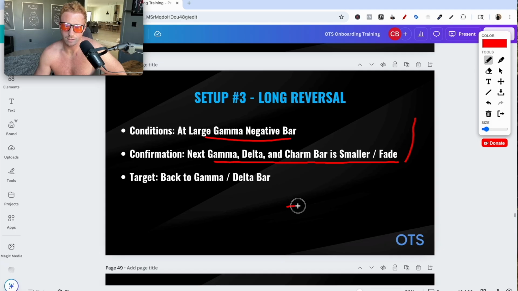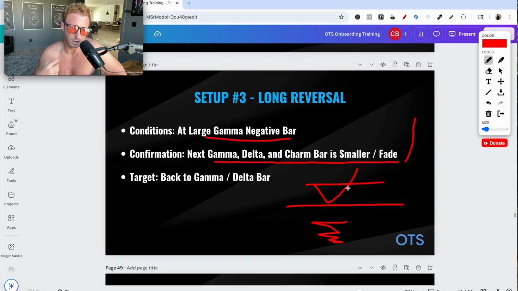If we start trading down here, at a big gamma negative bar at this price level, and there is absolutely no interest down here, what's going to happen is we're probably going to come back up. It doesn't mean you have to trade it all the way back up to highs. You just trade it back up to the next big gamma bar, and that's the target. Back to the gamma/delta bar, and you're going to get a solid trade out of it.